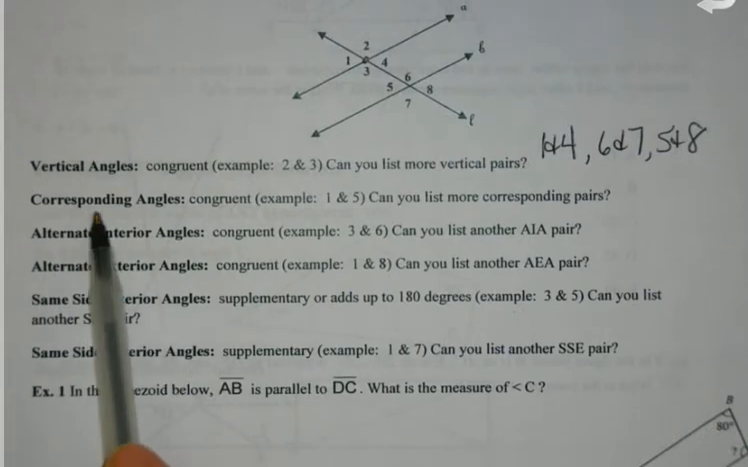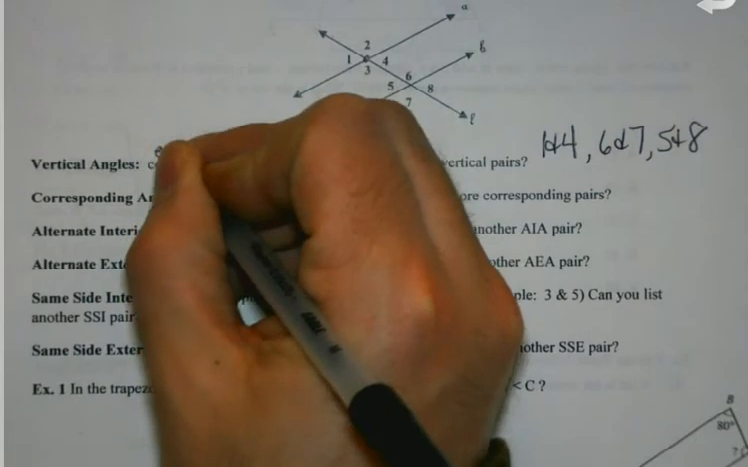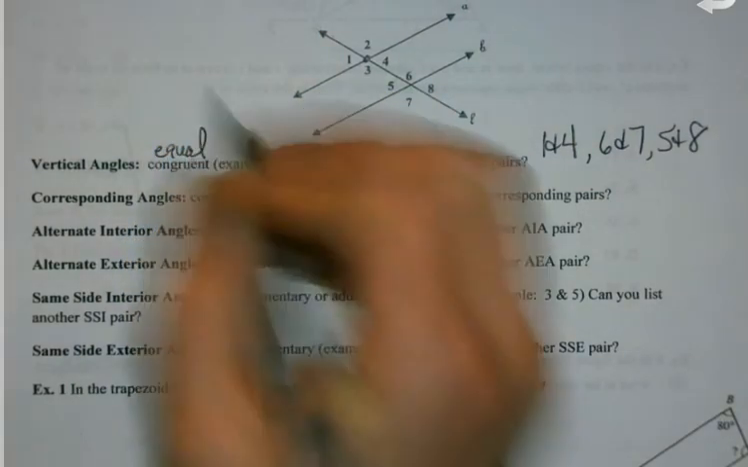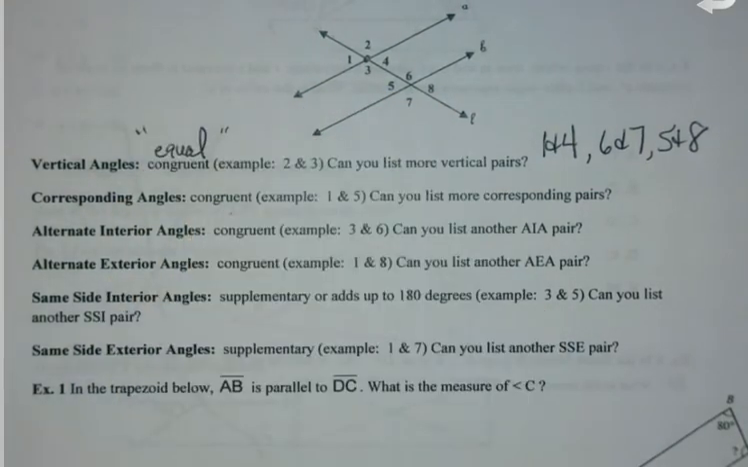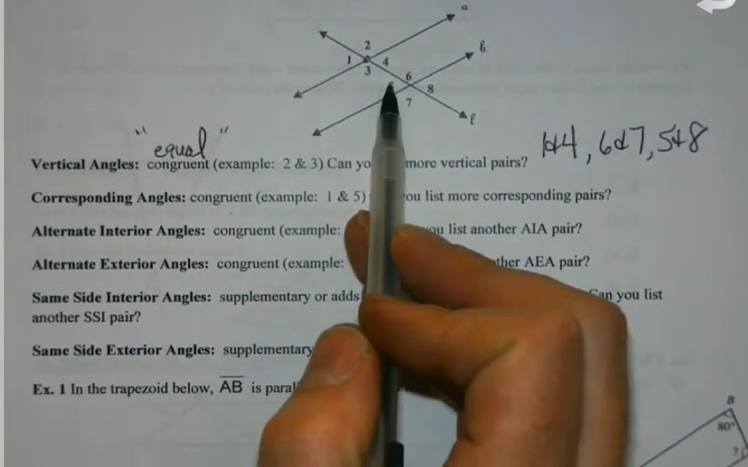Okay. Corresponding angles are also congruent. Congruent, again, is just our fancy mathematical way of saying equal, or having equal size. Now you start to look at this, and these get a little more interesting. You're like, 1 and 5. Now how am I going to remember this type of stuff?